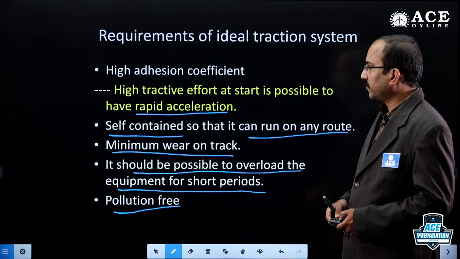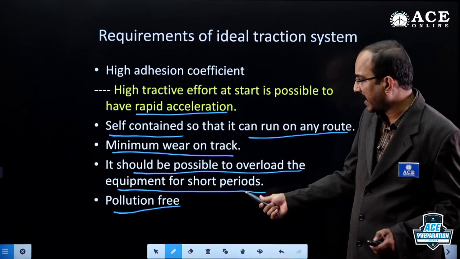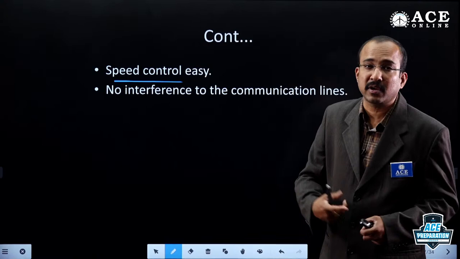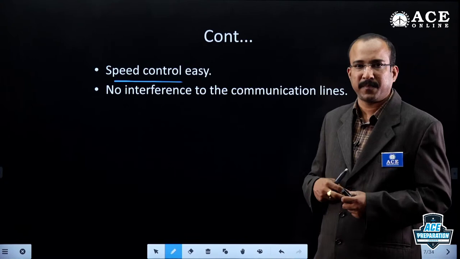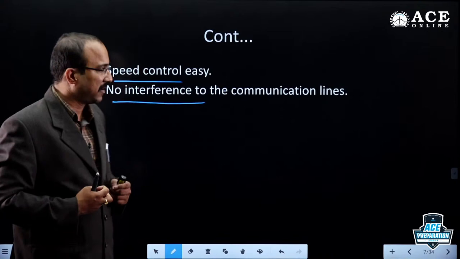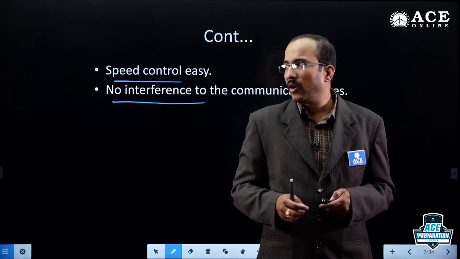High adhesion coefficient. It should be self-contained, with minimum wear on track, possible to overload for shorter periods, and pollution free. The other requirements are that speed control should be easy. You should be able to control the speed in an easy manner, with no complex circuit or mechanism required. And it should not interfere with neighboring communication lines. If a communication line runs in parallel with this traction system, there should not be any interference problem. These are some of the requirements of an ideal traction system.